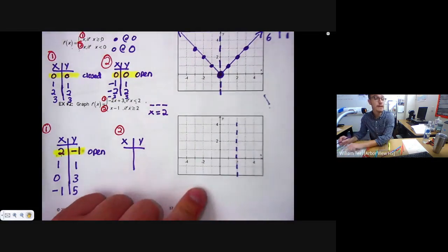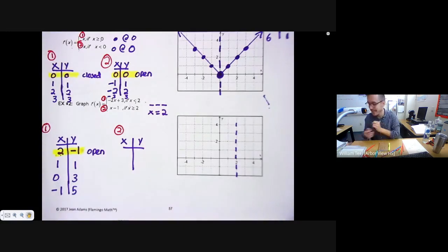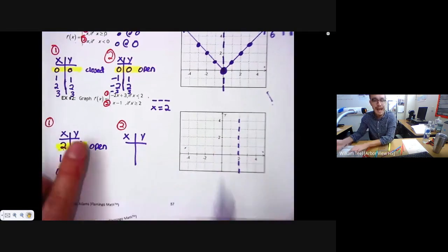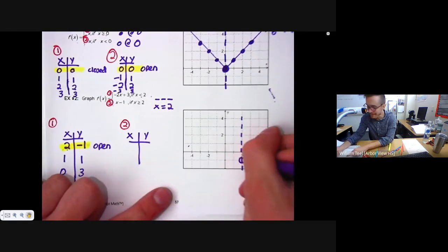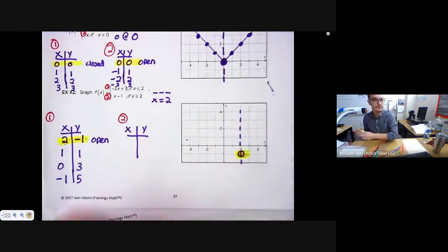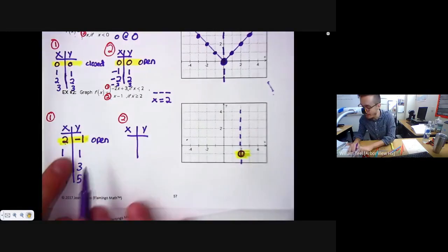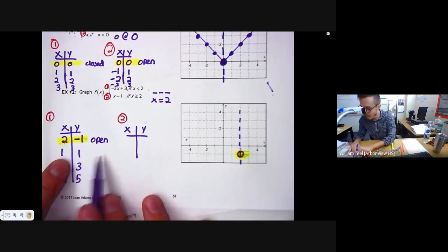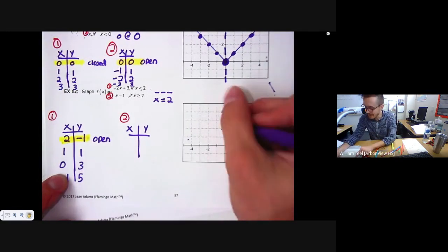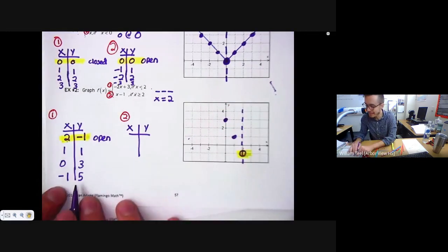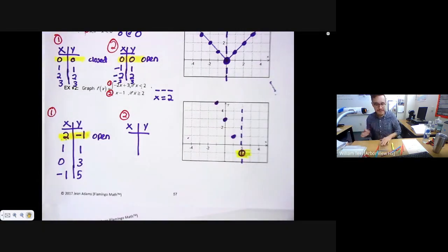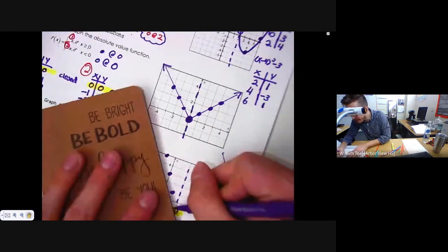Okay, so if I'm talking about all the values that are less than 2, I'm talking about all of the values that are to the left of that line. So let's go ahead and do those here. At 2, negative 1, I'm going to have an open dot. Okay, let's make sure we highlight that so we can see we have an open dot here. Then at 1, 1, I'm going to have a point right here. At 0, 3, that is going to be my y-intercept right here. At negative 1, 5, that is going to be right about here. So that is the graph of the left-hand side of that piecewise function.